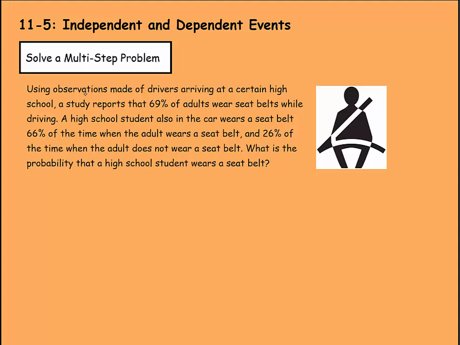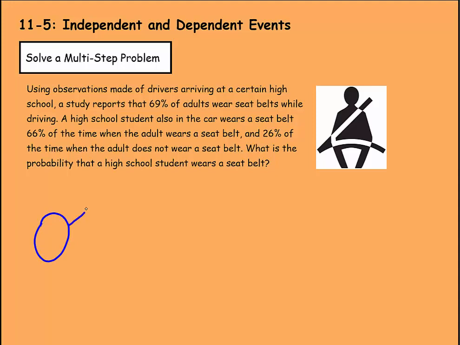It says, using observations made of drivers arriving at a certain high school, a study reports that 69% of adults wear seatbelts while driving. A high school student also in the car wears a seatbelt 66% of the time when the adult wears a seatbelt, and 26% of the time when the adult does not wear a seatbelt. What is the probability that a high school student wears a seatbelt? So these do sound like dependent problems because it's all dependent on the adult driver, as we can see. So I guess this would just represent the probability.